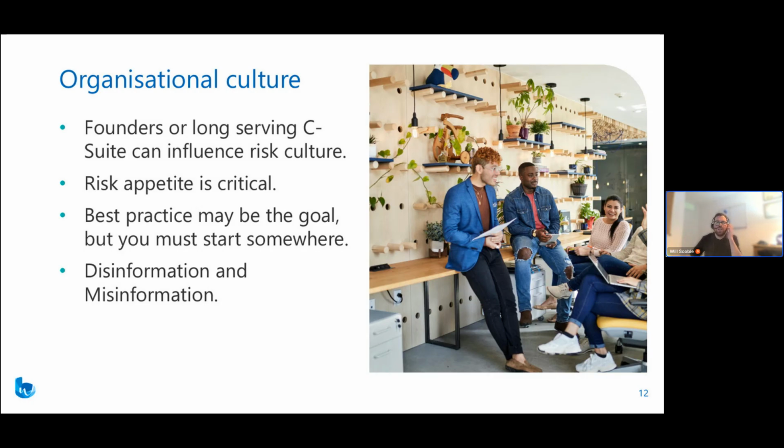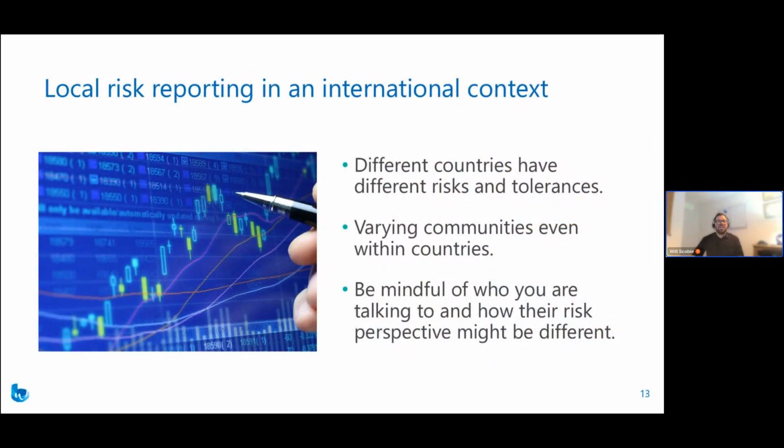So things that two years ago, three years ago, I would have taken as read, that we could all agree that climate risks are going up for a particular reason. Suddenly, that basis of fact may not be there, and you should be aware of that, in an international context. And thinking around local risk in an international context, we talked about how different countries will have different risks and tolerances. I've got another slide in a second, which I think will show how even communities within a country can have that. But you've also got to be mindful of who you're talking to and how their risk perspective might be different.